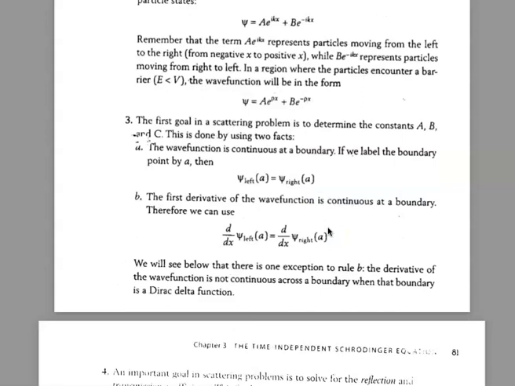What else must be true about the wave function? That the wave function on the left side at some point must be equal to the wave function on the right side of the step, if you will. And also the first derivative on the left side of this step must be equal to the first derivative of the wave function on the right-hand side.